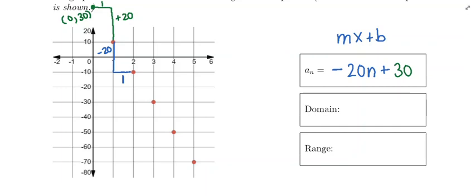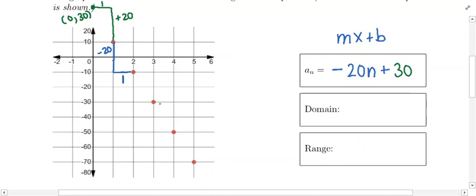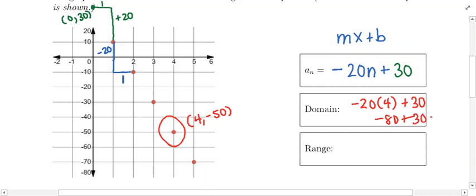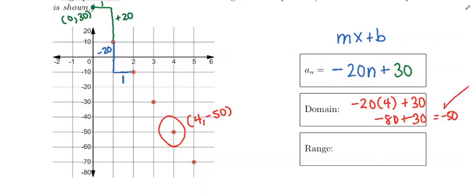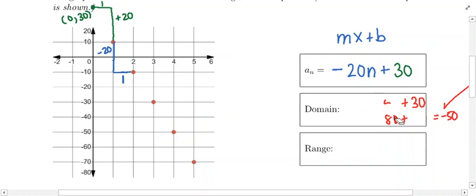And you can check it out to make sure that it works. For example, if I were looking at this term, this is the 4th term in the sequence and its value is negative 50. If you pop in 4 here for n, let's see what it would give you. It would give you negative 80 plus 30, which is negative 50. You know that's right. So you can do little checks to make sure that you're right. All right, so we've got the formula.